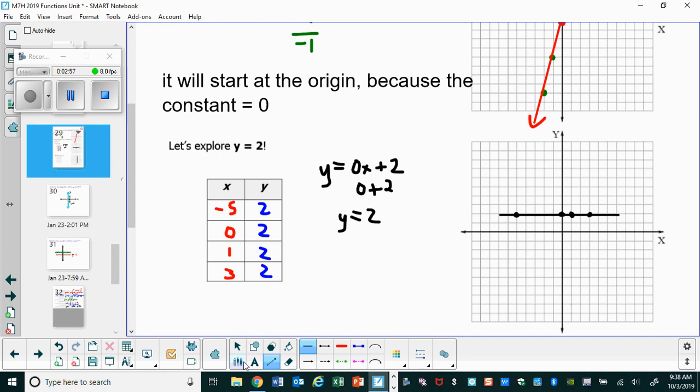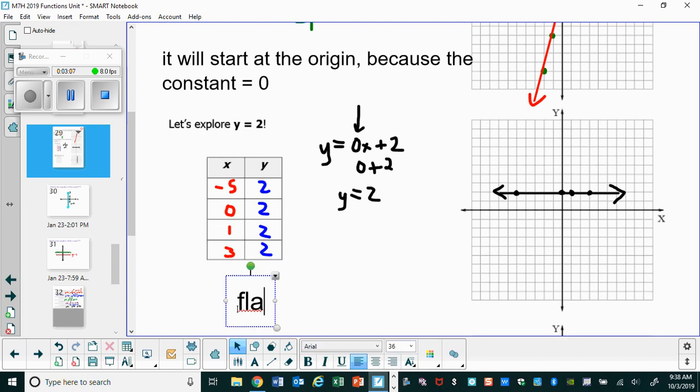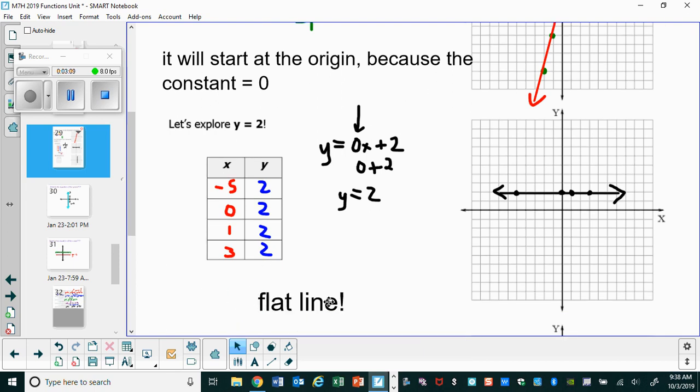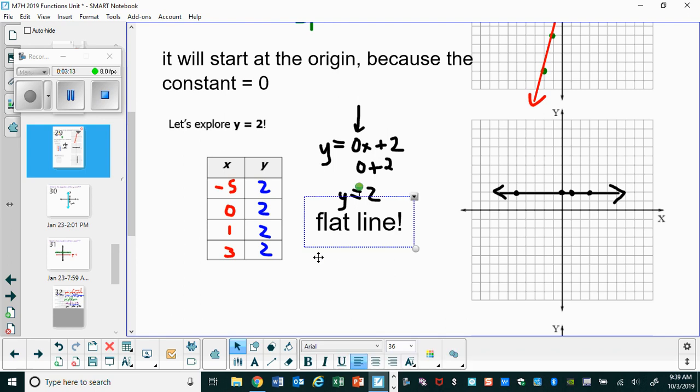And let's think this through. This makes a lot of sense. And why does this make sense? We're seeing right here, it has no slope. And if something has no slope, that means it has no steepness, which means this is a completely flat line. Okay? So when you see y equals just a number, it's going to be a flat line, and it's actually going to be our horizontal line.